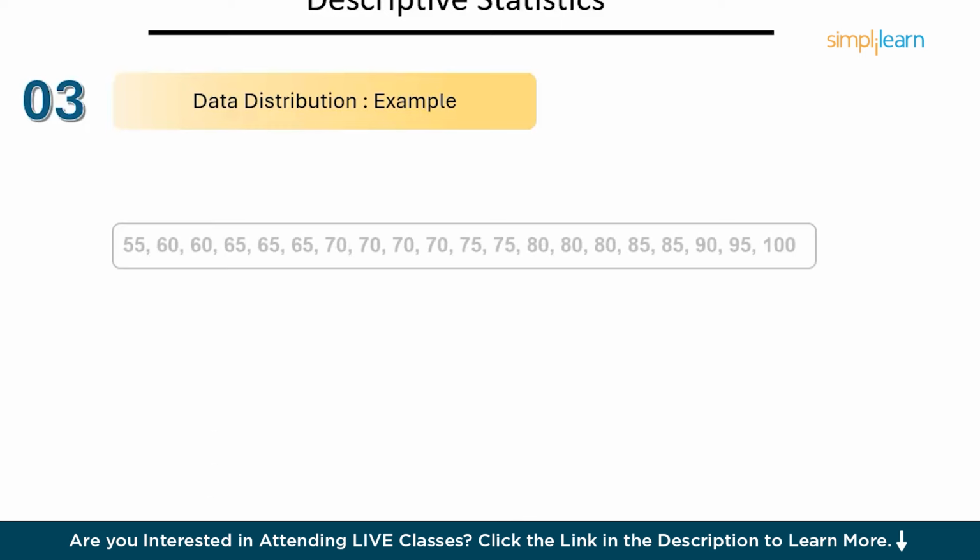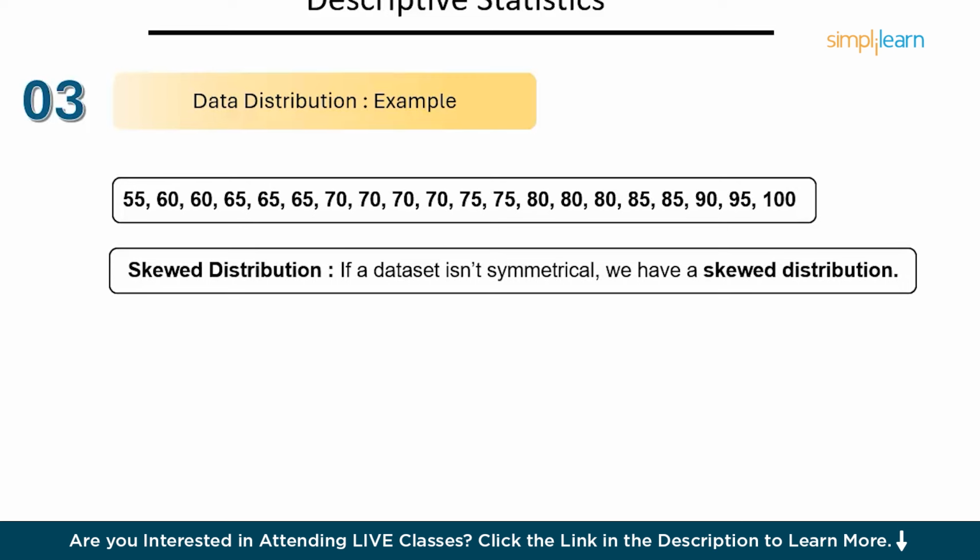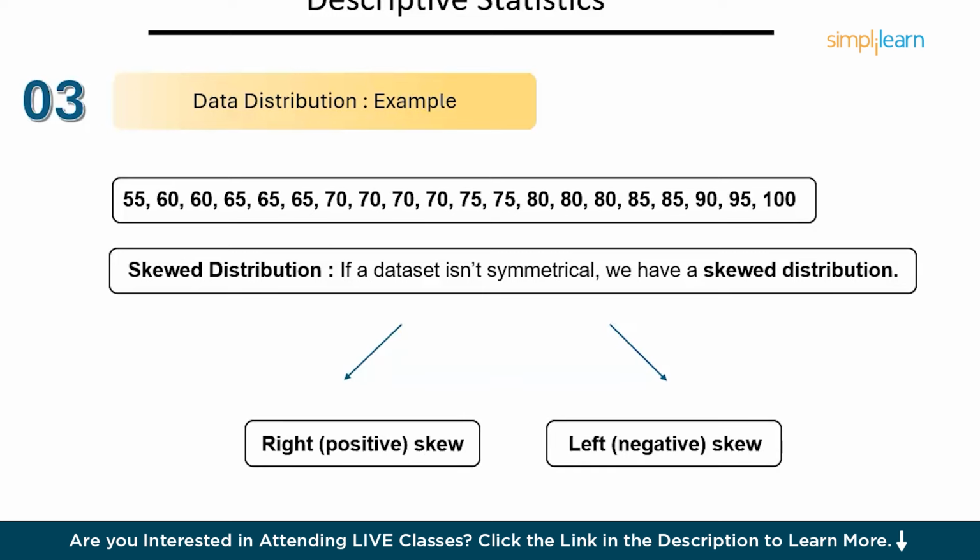Now moving on, in our example, the scores are somewhat concentrated around 70 to 80, but the distribution is not perfectly normal because there are more students scoring higher, that is the right skew. Therefore, skewed distribution: if a data set is not symmetrical, we have a skewed distribution. And that is further divided into two: the right skew, that is the positive skew, and the left skew, that is the negative skew. In right skew, more data points are on the lower side with fewer higher values. And in the left skew, more data points are on the higher side with fewer low values.